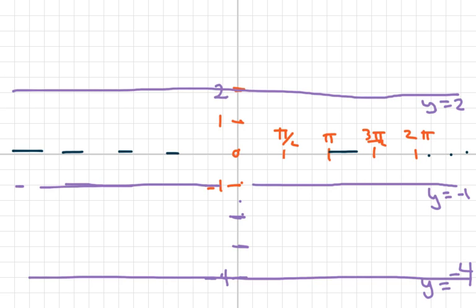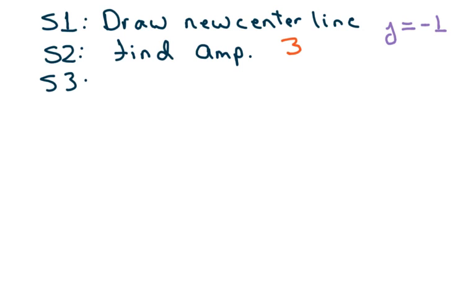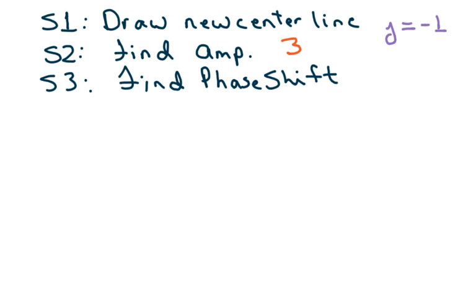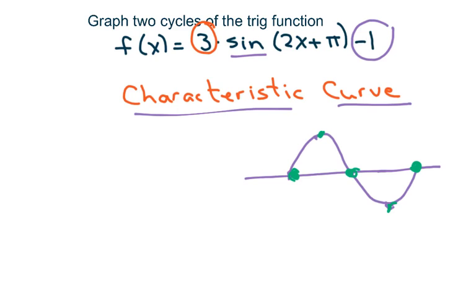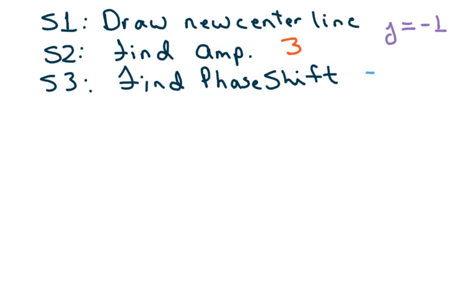All right, the next thing, step 3, is find the phase shift. Remember, the phase shift is your horizontal shift. In this case, our argument is 2x plus pi. So the phase shift is actually -c over b. Our c is our pi, and our b is our 2. So we have -pi over 2. So the phase shift is -pi over 2, or we're shifting to the left by 90 degrees.